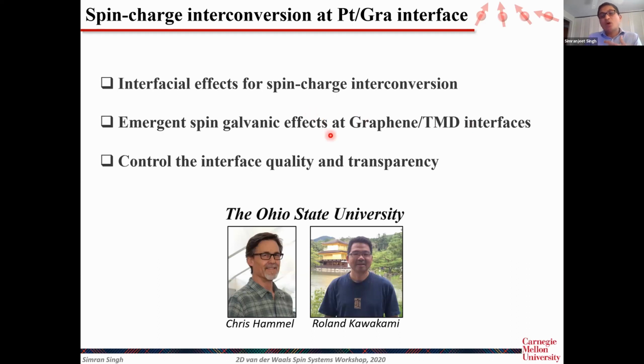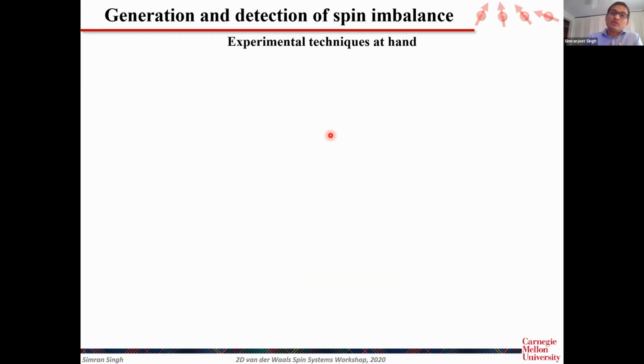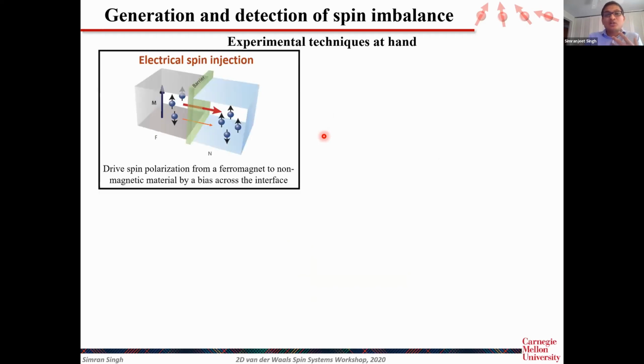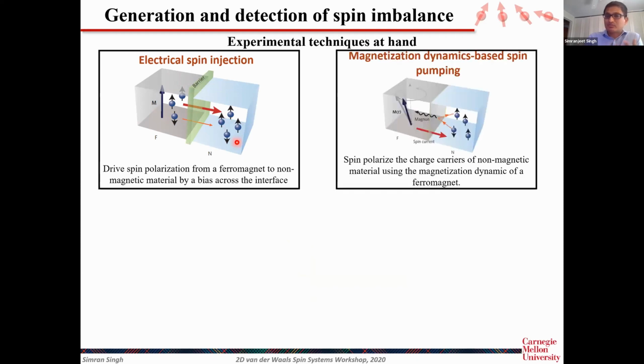So now when we talk about spin charge interconversion, we are talking about how to generate or how to detect spin currents, right? And for that, we have different experimental techniques at hand, including a widely used method of electrical spin injection, where you take a ferromagnet, apply a charge current from the ferromagnet to a non-magnetic material, and you can generate spin polarized electrons.